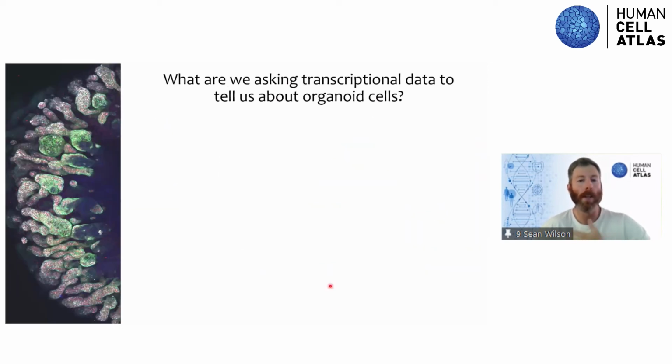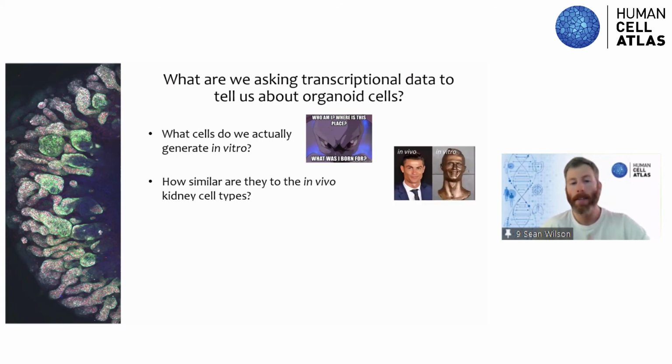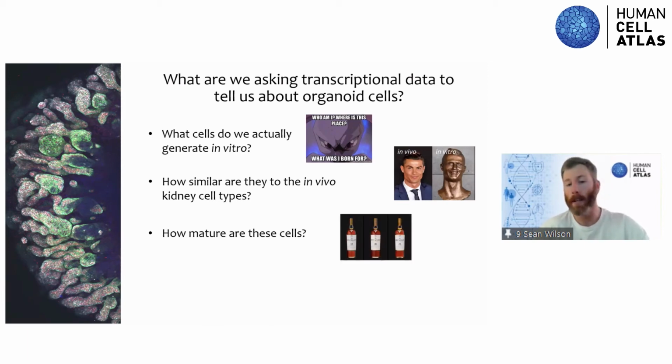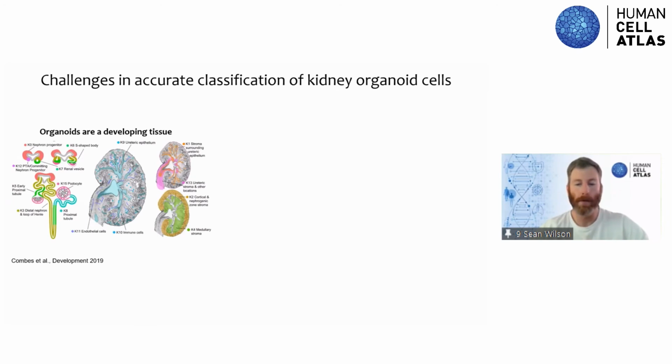And for this, we turn to generating transcriptional data to tell us about what we have in organoids. So the questions that we ask our transcriptional data are what cells we're actually generating in vitro, how similar these cell types are to their in vivo kidney cell type counterparts, how mature these cells get within our organoids, and how we can compare between multiple protocols and datasets. And so we've encountered a number of challenges in the accurate classification of the cell types within kidney organoids. One of those is that organoids are actually developing tissue. So they're the equivalent of a late trimester 1, early trimester 2 human fetal kidney.